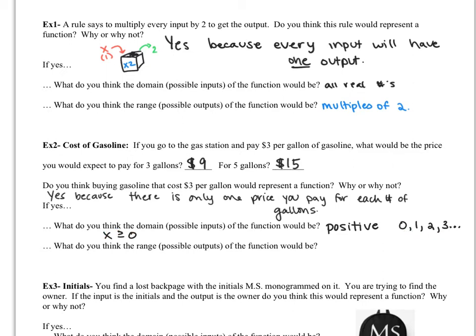So then the range, again, would also be only the positive numbers. Now there would be multiples of 3 if my numbers were whole numbers. But again, maybe I'm buying 1.5 gallons of gas. But what I know about my range, which is my y variable, is that it again is going to be greater than or equal to 0.